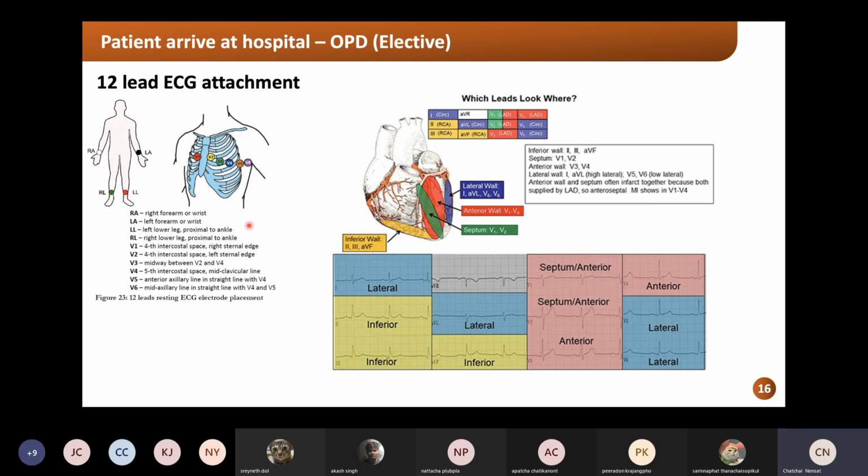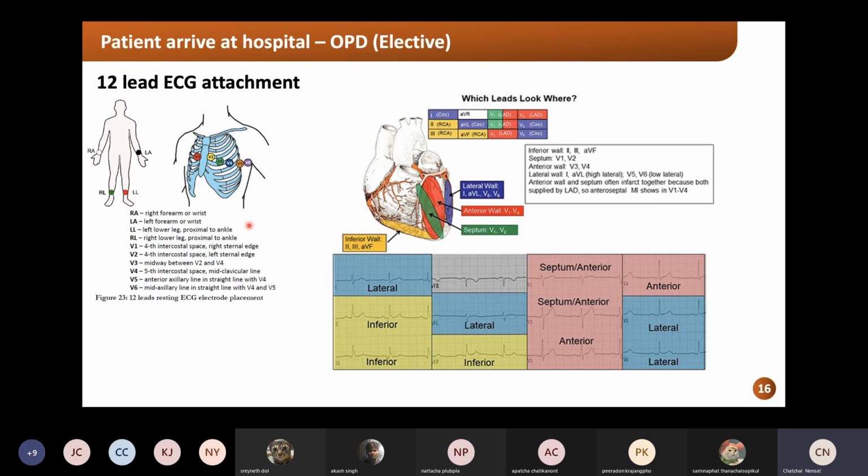So if you look at this, normally the 12-lead ECG is composed of the limb leads, right? The limb leads are composed of leads 1, 2, and 3, and also the unipolar leads, which are AVR, AVL, and AVF, and also the chest leads, which are V1 to V6. So we have to ensure that we attach all of the leads in the right position and the right way. I say it again.